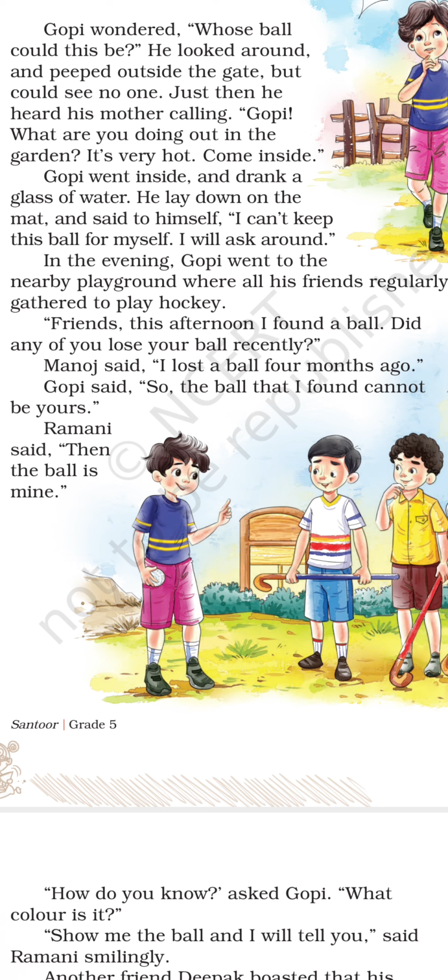He lay down on the mat and said to himself, I can't keep this ball for myself. I will ask around. So he thought about whose ball it would be. He went on thinking about that, and he wanted to ask somebody whose ball it was. He thought he would definitely ask nearby and see whose ball it was.